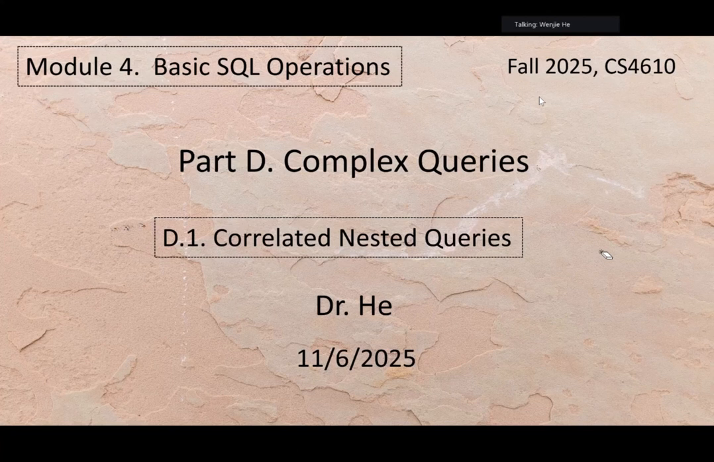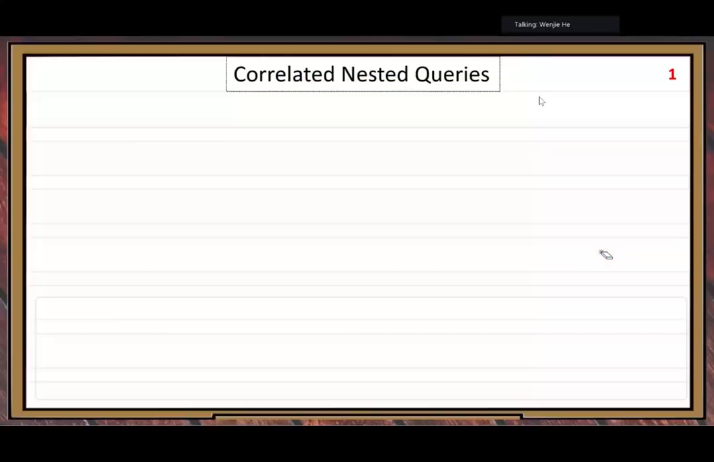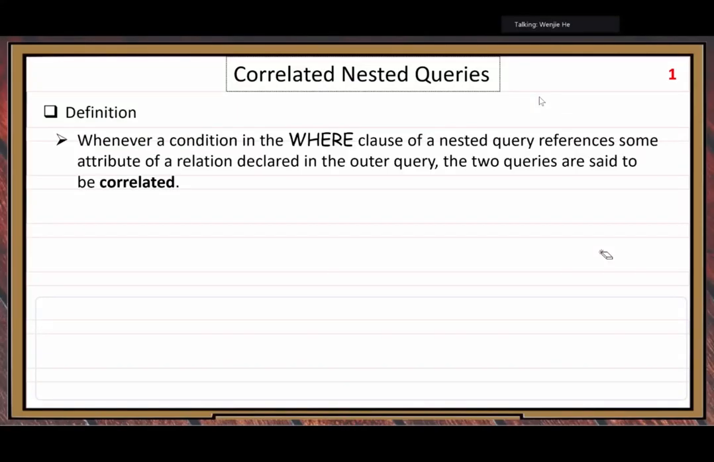D.1, correlated nested queries. The structure of the complex query, correlated nested queries. Let me describe the structure first. So what is the structure? The definition of this type of query.